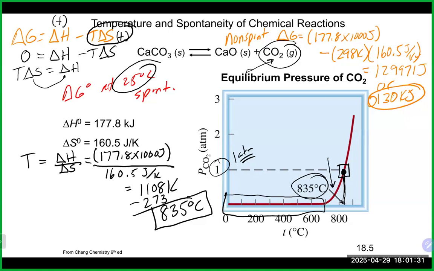Any questions on that? So this equation is useful. Obviously, you can use it, as we just did there, to figure out if the reaction is spontaneous under those conditions. And you could also use it to try to figure out in certain situations at what temperature this reaction could turn spontaneous, as we see here. Any questions?